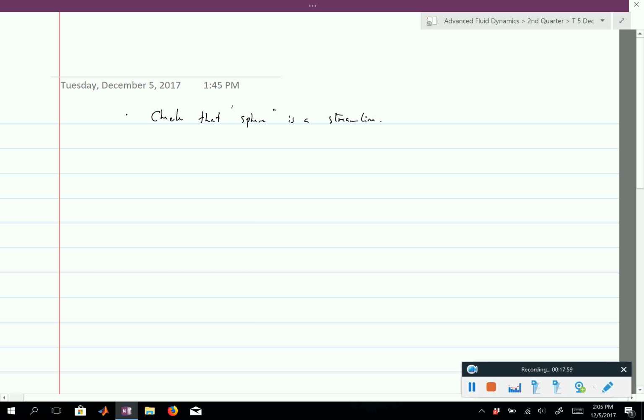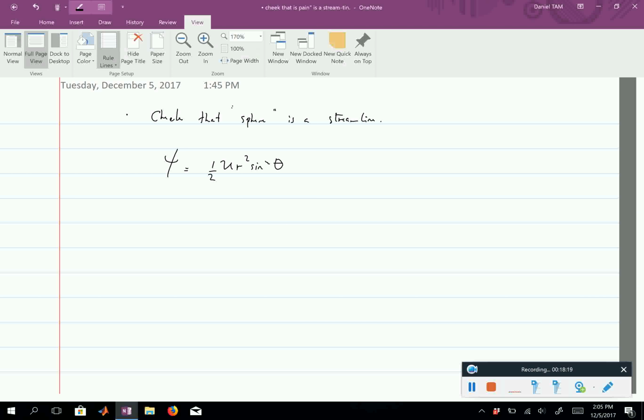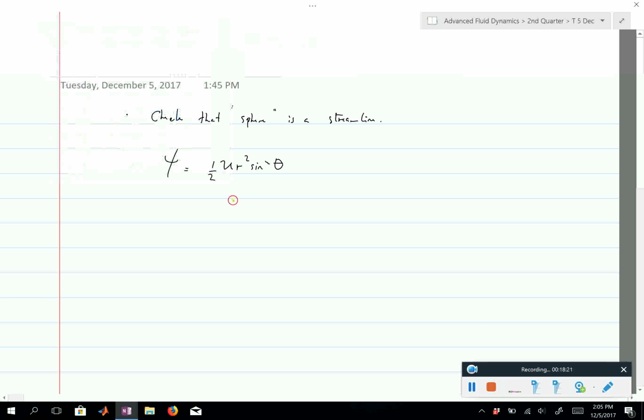So when you do the same thing with the stream function, well, the stream function associated with a uniform flow and a dipole, you just go back to the formulas, they are in your book again. For a uniform flow, the stream function is 1/2 of u r squared sine squared theta. This is the stream function for a uniform flow.